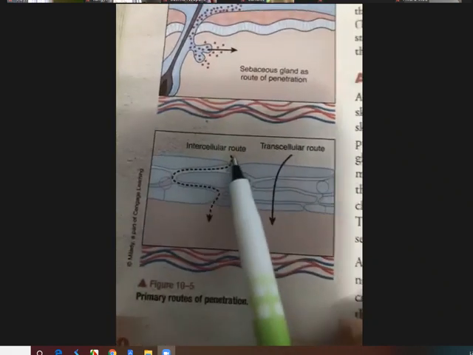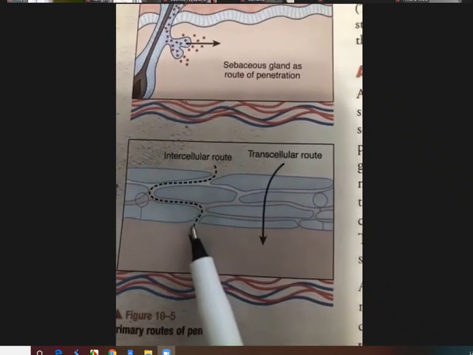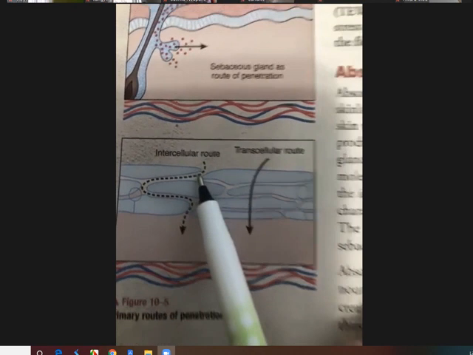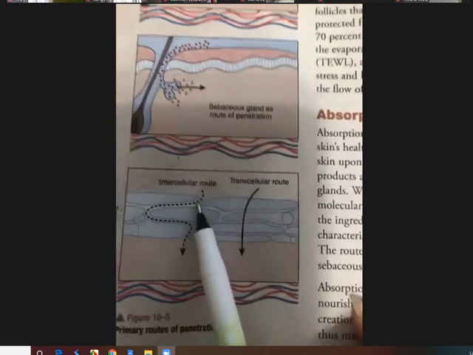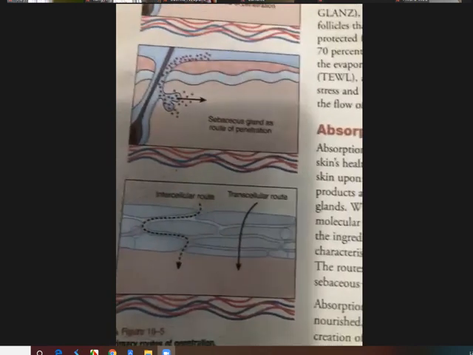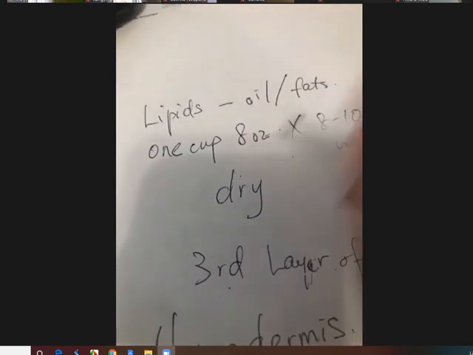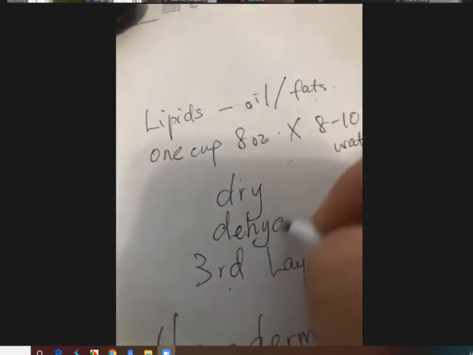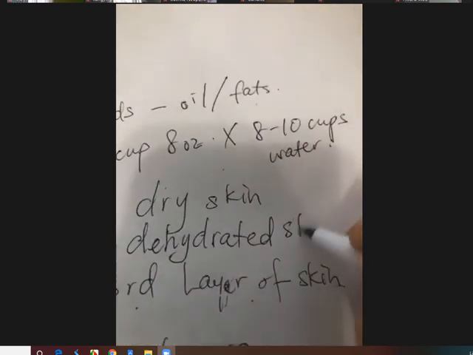Okay, so that means, look, this is your cell. This is your intercellular route. So let's say you put on a hydrating moisturizer. Hydrating means to replenish your skin with water. Why does our skin look dry? I need you to understand these words: dry skin and dehydrated skin.